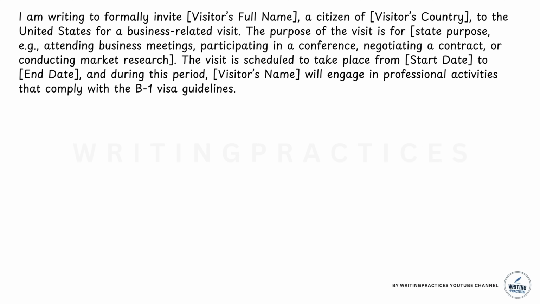This paragraph is essential because it sets the tone and context. You're clearly stating the name of the visitor, their nationality, the reason for travel, and confirming that the visit will follow all B-1 visa regulations. Be as specific as possible when describing the business activities, whether it's attending training, negotiating deals, or representing a foreign company, because the clearer the explanation, the better the chance of approval.